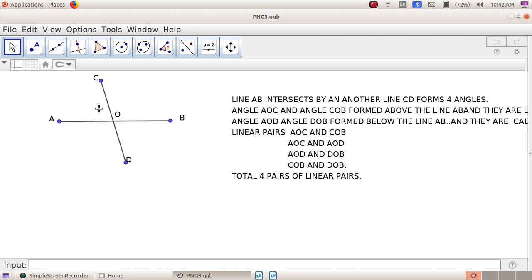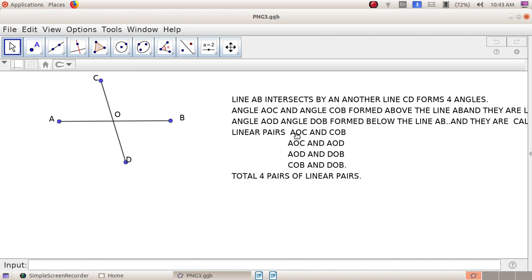And see the linear pairs. What are the linear pairs? Linear pairs are forming on the same line AB. So above AB, two angles, that is AOC and COB, and another pair, AOC and AOD. This is the left side of CD. And here again, AOD and DOB, and COB and DOB. These are the four pairs of linear pairs.